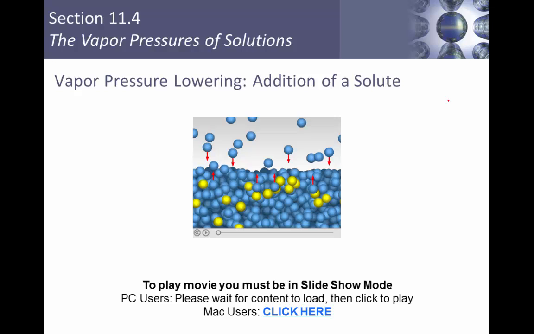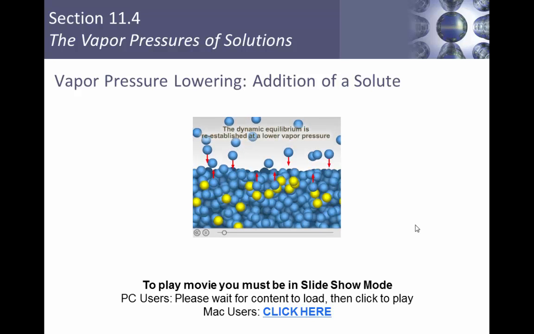Now this slide shows the idea that when you add a solute to a solvent, it affects the properties that the solvent had. One of the things it does is lower the vapor pressure. That has an effect on boiling point and freezing point. That's a practical application, and we call that a colligative property. I will let this play so you can see how this works.